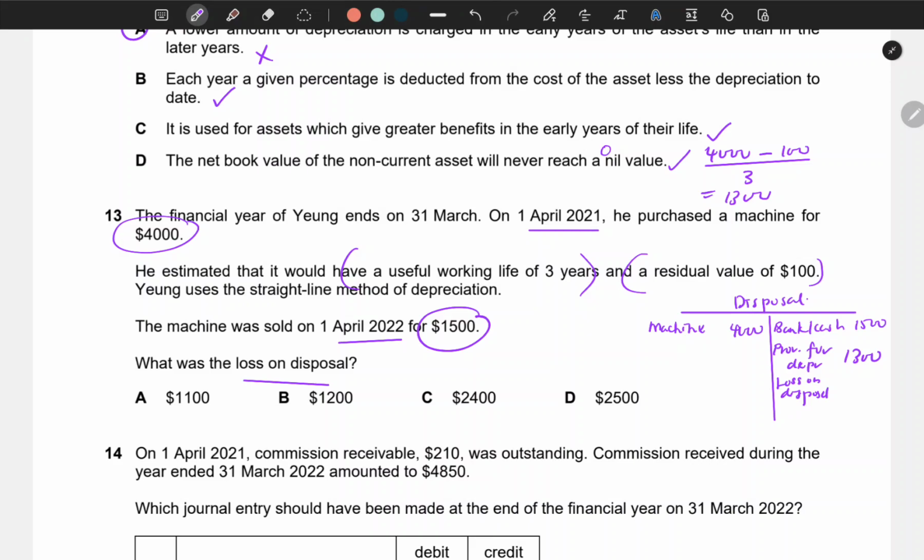Okay, how much? So 4,000, you minus 1,500, you minus 1,300, so it will be 1,200 loss. Okay, so the answer will be B. Make sure both sides are balanced. So 4,000 and this one also 4,000.